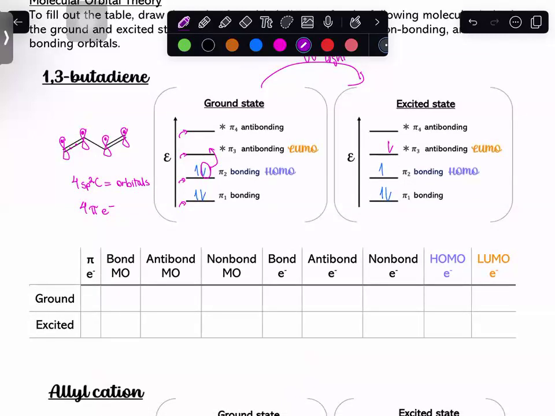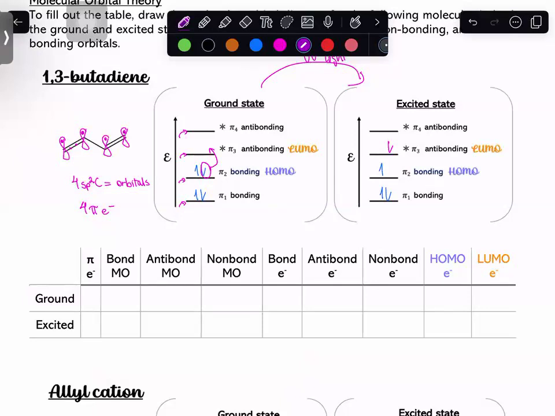Okay, hopefully we got our answers pretty fast. So now I'm gonna ask you some random questions. Okay, so you should be answering those with the chart that you just filled out. So specifically, we're gonna be looking at the ground state for now. So in the ground state, how many HOMO electrons are you gonna see?